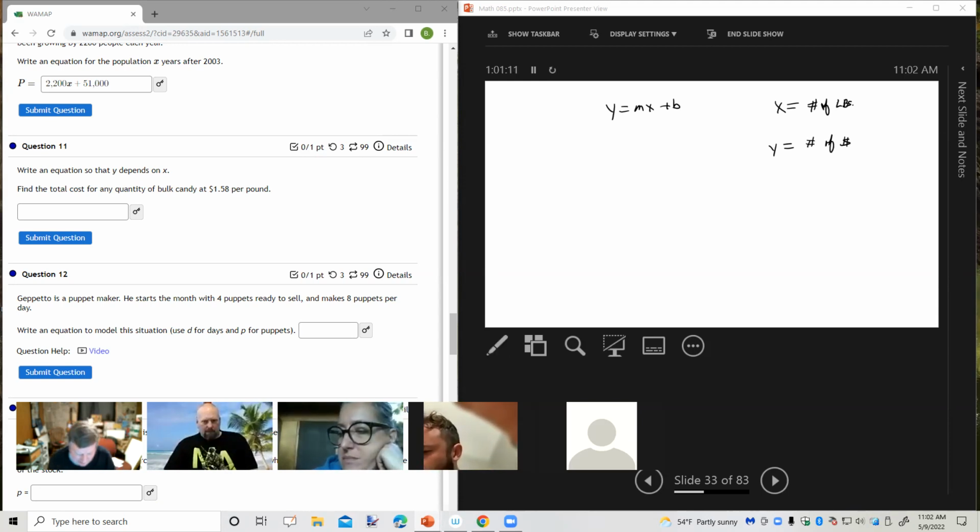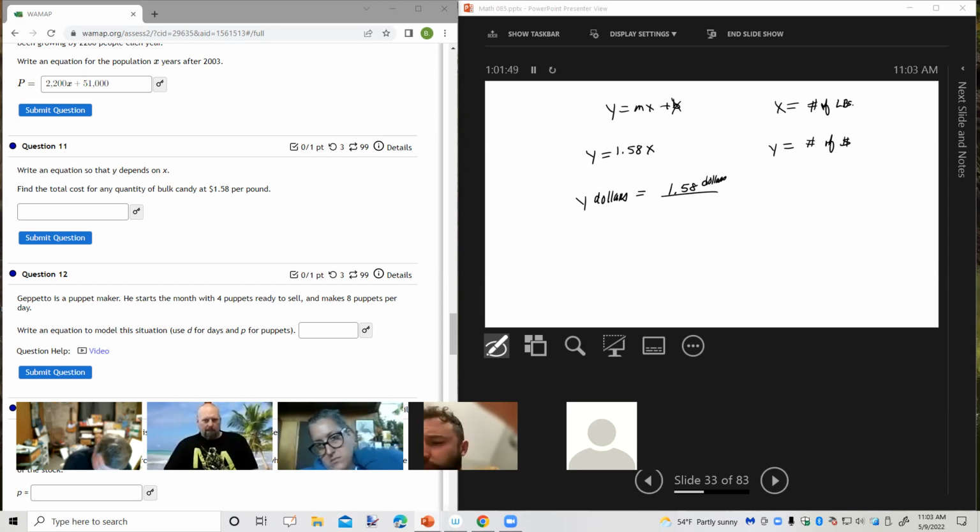So we've got to look for clues here. Do you get any candy up front for free? So there is no starting value. It's just 0. So it would be y equals 1.58x. And what do our units look like? Well, it's y dollars equals $1.58. So that's dollars per pound times x pounds. Okay.